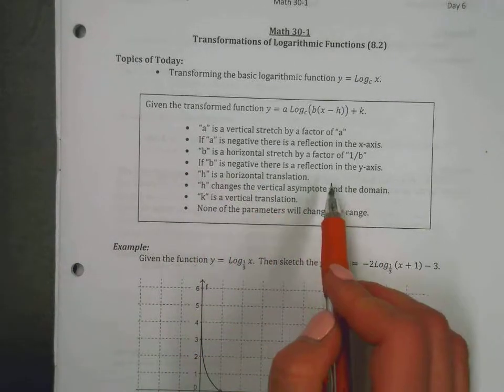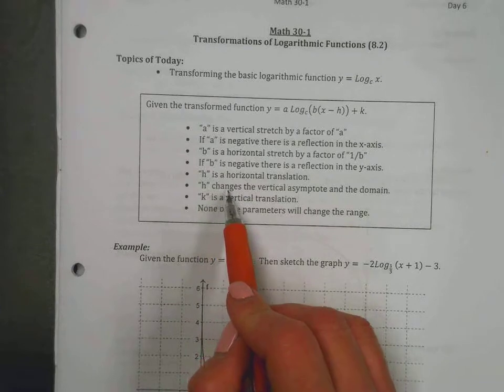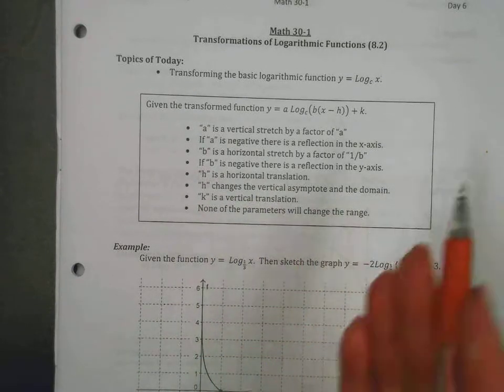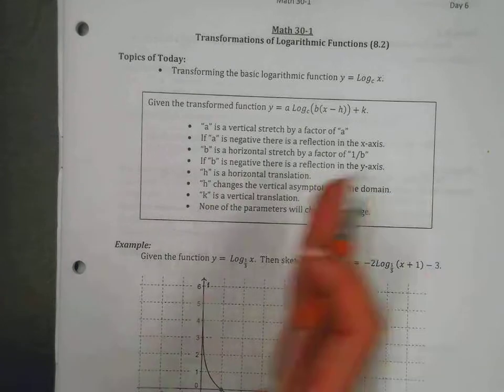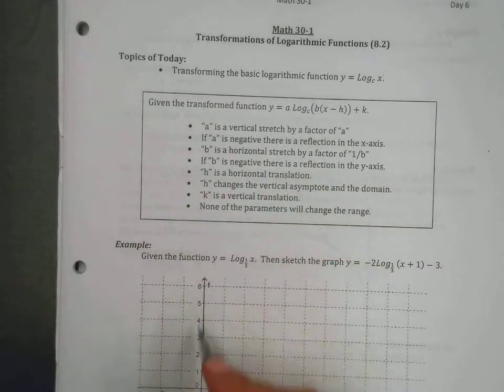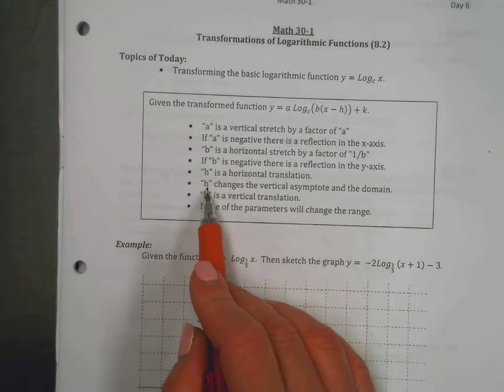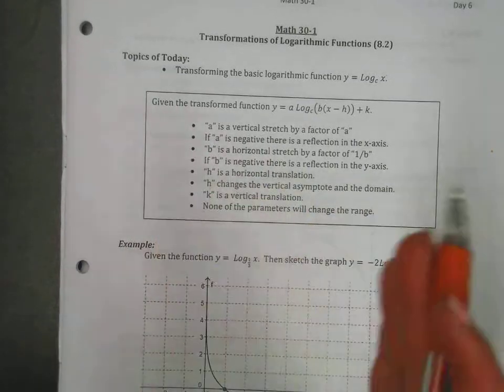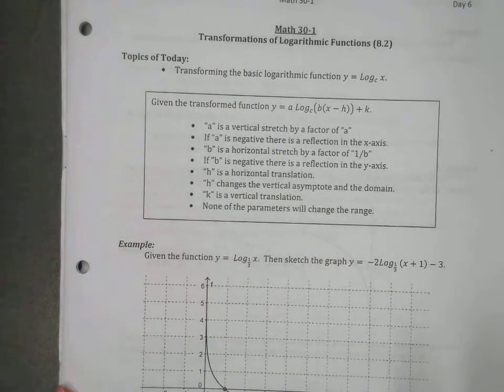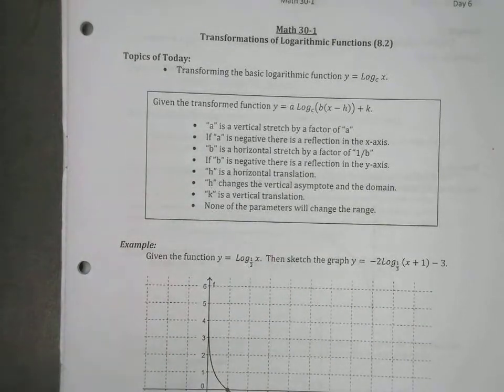H is our horizontal translation, left or right. H is going to change the vertical asymptote and the domain. So if I move this graph left or right, this vertical asymptote is going to change. Similarly, the k value changed the horizontal asymptote and the range of our exponential function. None of the parameters will change the range. So no matter what, the range will always be all real numbers.